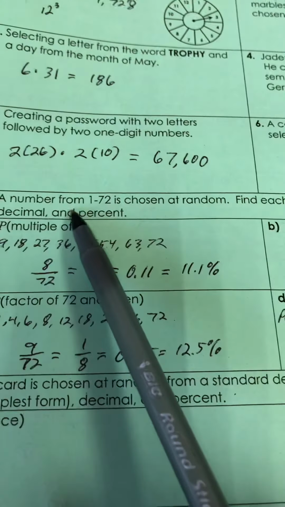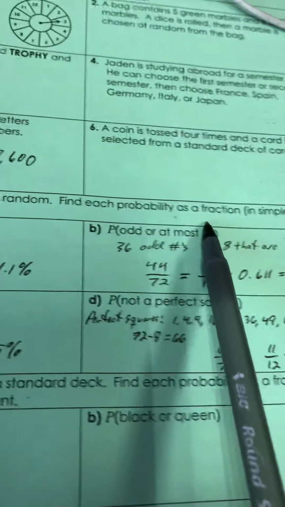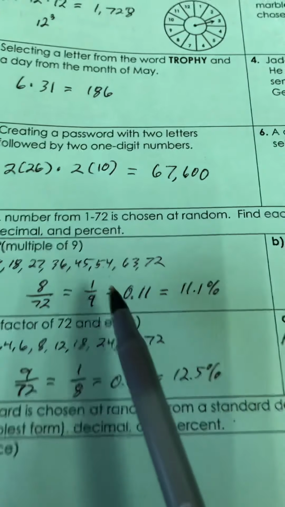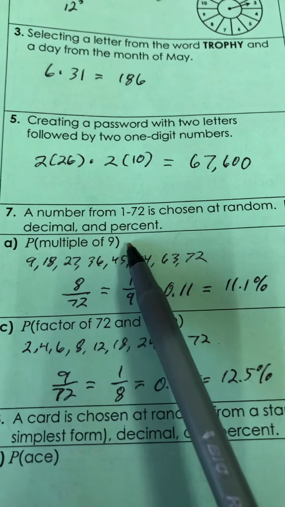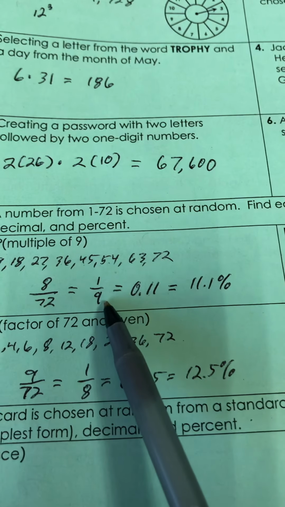For number 7, a number from 1 to 72 is chosen at random. Find each probability as a fraction in simplest form, decimal, and a percent. Okay, so multiples of 9, I listed them there for you. You see 8 of them. 8 out of 72 is 1 over 9.